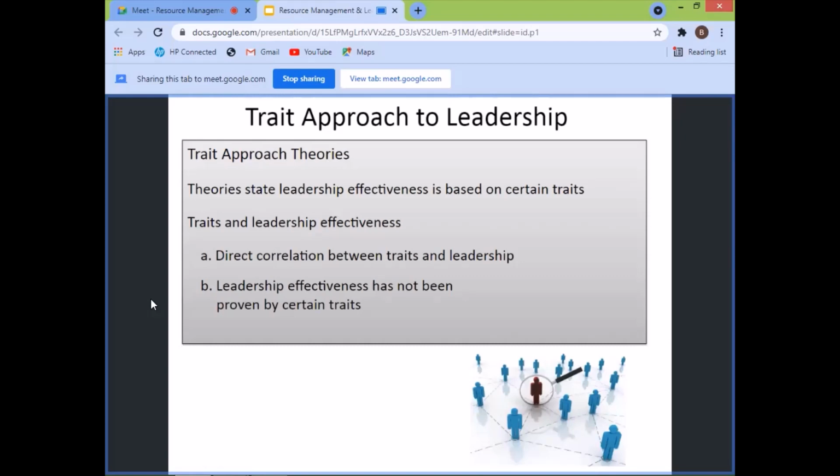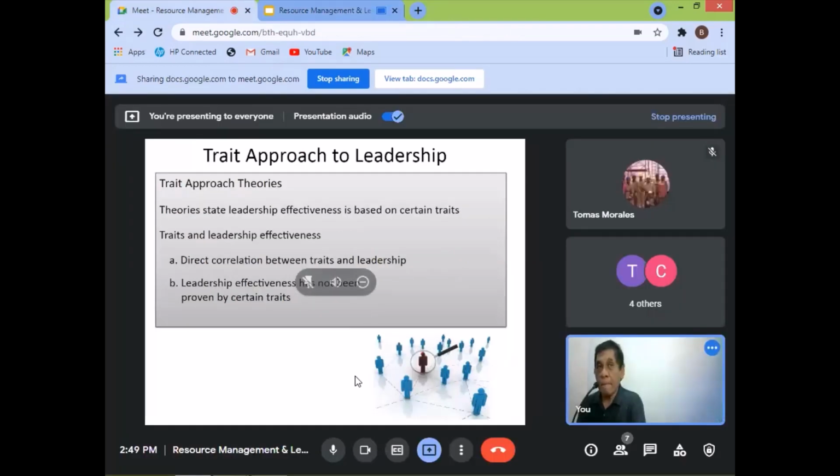Leadership effectiveness has not been proven by certain traits. It's also not been proven, actually. It doesn't mean that you are younger or you are older. For example, in Japan, they have problems in terms of the baby boomers. There are more baby boomers than younger people. The Generation Y, or the, what do you call that, the centennial guys. There are few people now among the young.